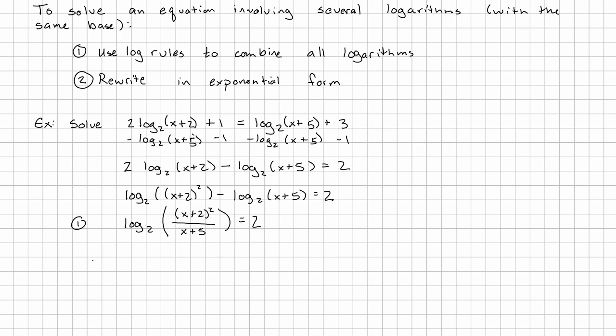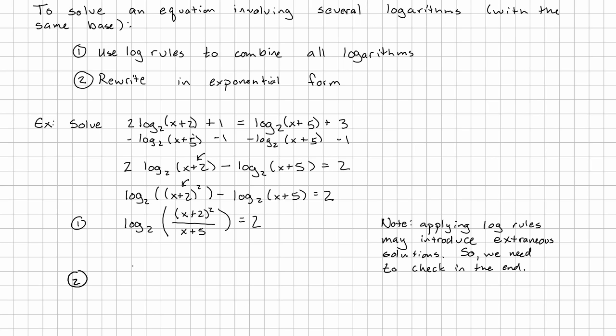Now, one thing to be alert for: notice that x plus 2 squared is always either positive or 0, even though x plus 2 might be negative. This step where we combine the logs may introduce extraneous solutions. The log rules only apply when the argument of the original logs was actually a positive number. So we'll need to check at the end.